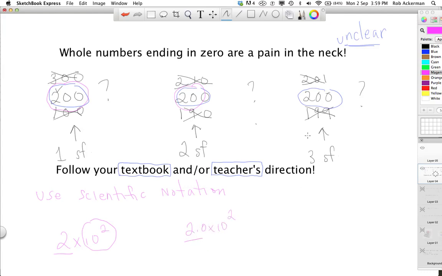2 sig figs. And if you want it to have 3 sig figs, then write 2.00 times 10 to the 2. No one will ever disagree that this is 3 sig figs, this is 2 sig figs, and that's 1 sig fig. People will disagree if you write whole numbers ending in 0 like this.